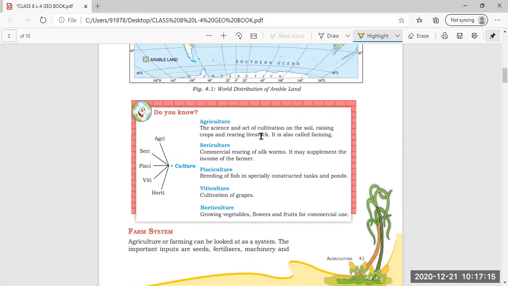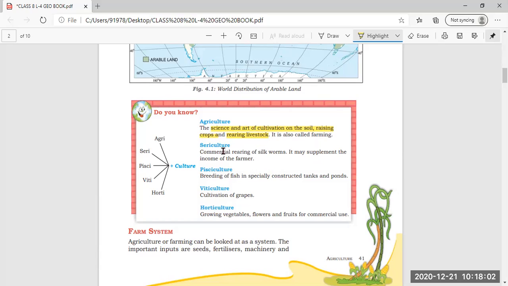Agriculture is the science and art of cultivation on the soil, raising crops and rearing livestock. It is called farming. So agriculture is also called farming. That is, it is a science and also an art of cultivation on soil, then raising of crops, that is crops are being produced on that particular soil, and rearing livestock, or it is also the rearing or taking care of the animals, keeping domestic animals and all, taking care of animals. So all this is concerned with the agricultural activity, and it is also called farming.